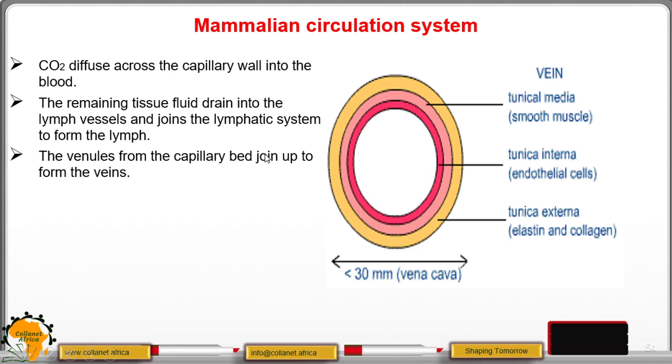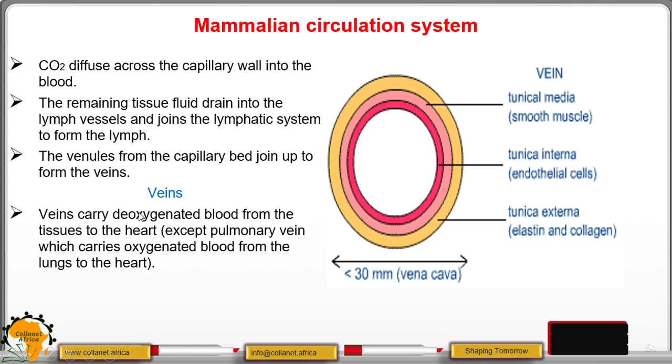Venules from the capillary bed join up to form the veins. So we move to the veins, and veins carry deoxygenated blood from the tissues to the heart. So that means this blood is lacking oxygen. So veins carry deoxygenated blood from the tissues to the heart, except the pulmonary vein that carries oxygenated blood from the lungs back to the heart. And they lie close to the body surface.